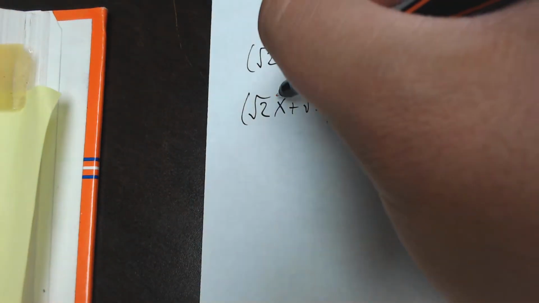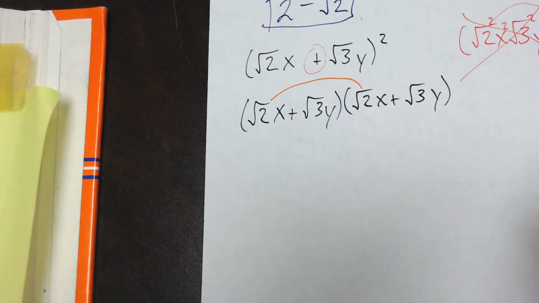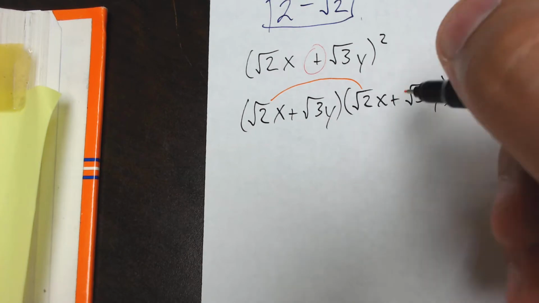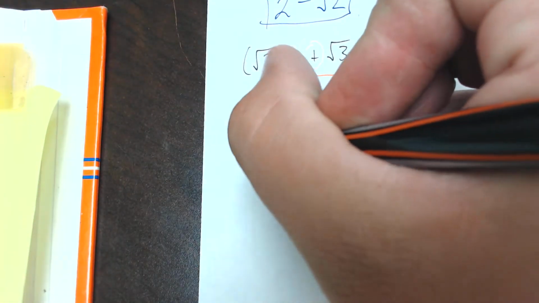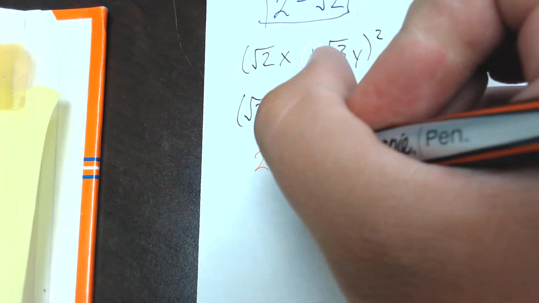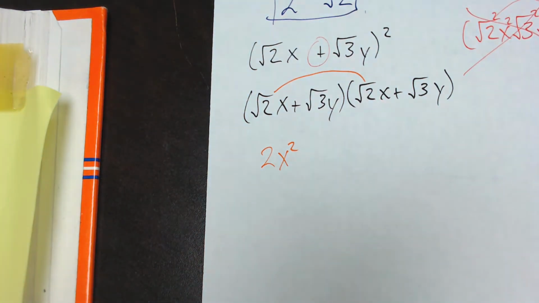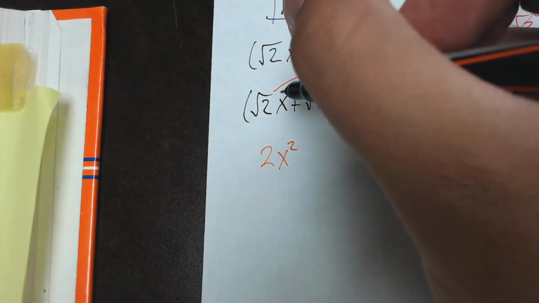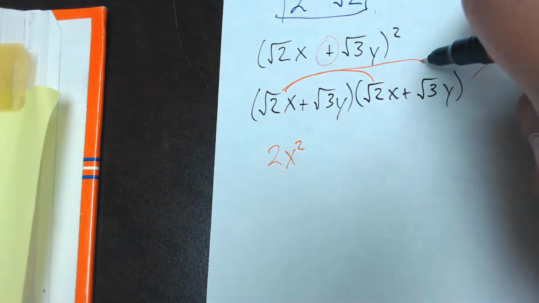So first times the first. Square root of 2 times square root of 2 is actually equal to the whole number 2. I could make that square root of 4 and then turn it into 2, but I'm going to save myself some time. So square root of 2 times square root of 2 is just 2. And then x times x is x squared. So that's first times first. Let's go ahead and do outside times the outside.